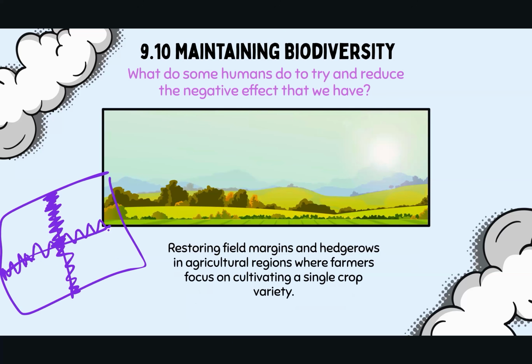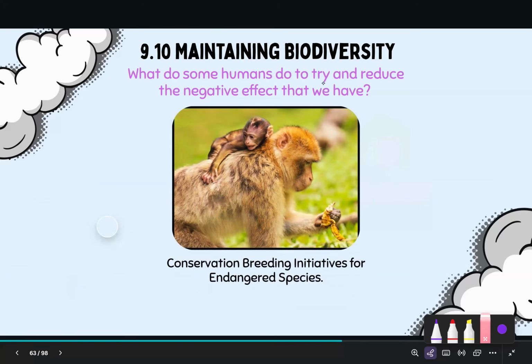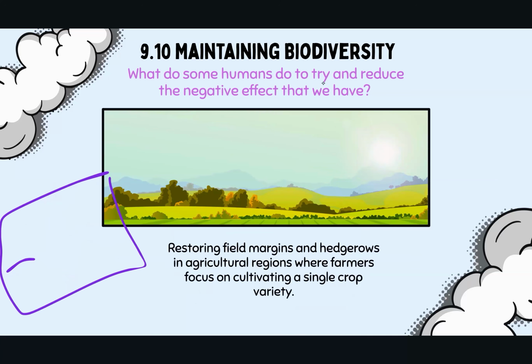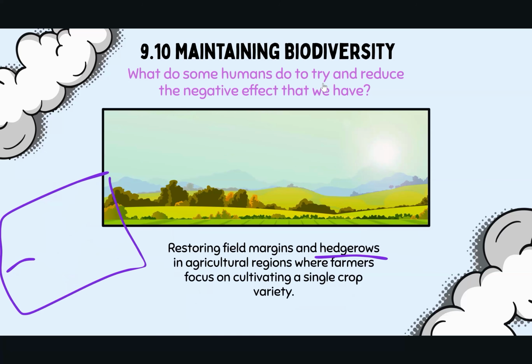Now, what a lot of farmers did, they cut down these hedgerows because in one respect it makes sense. They want to make more money. So if they cut down the hedgerows, you've got all the extra space to grow. But what some farmers are starting to do now is reintroduce these hedgerows because those hedgerows were habitats for lots of different types of animals.